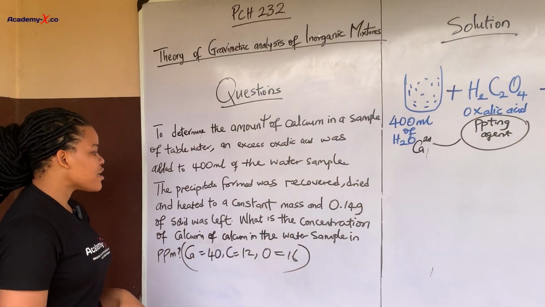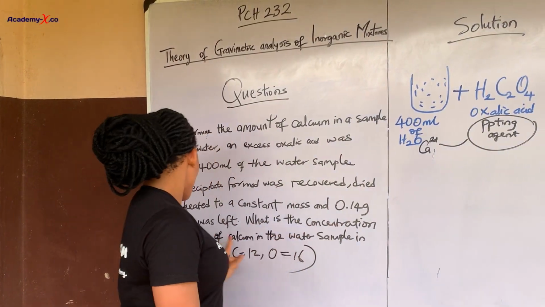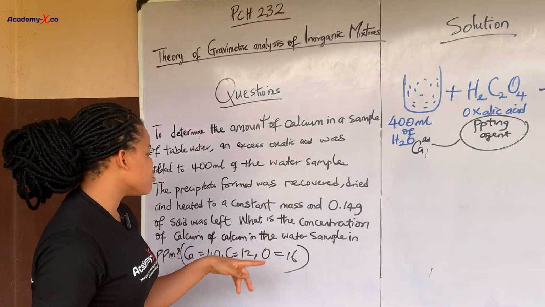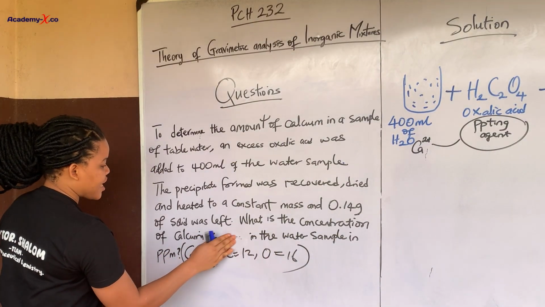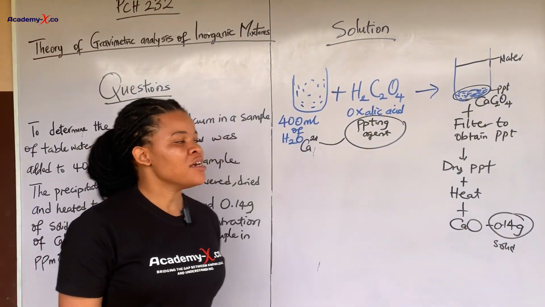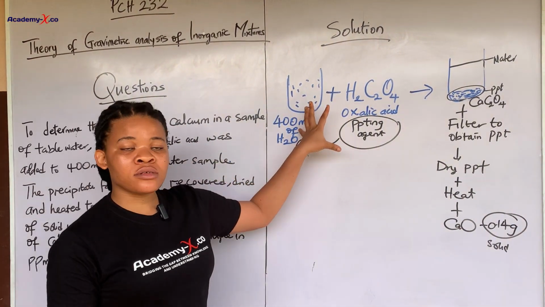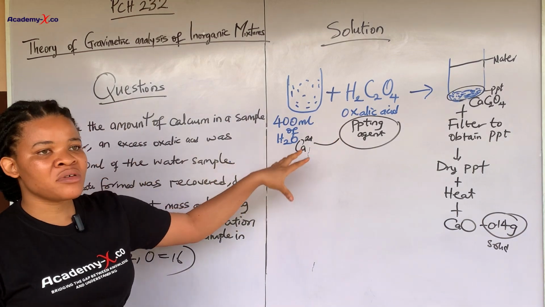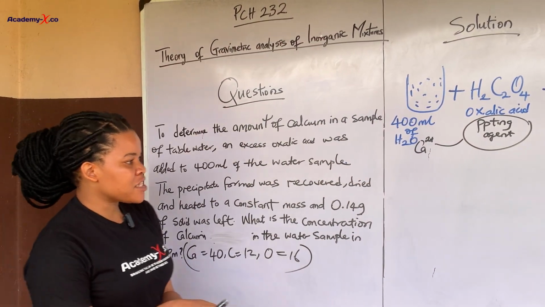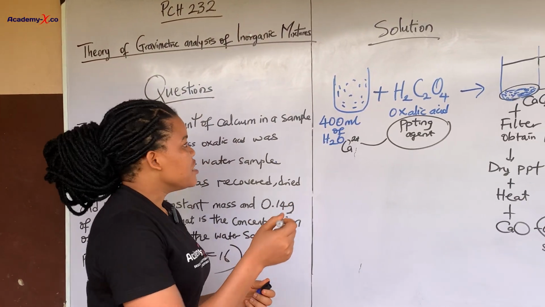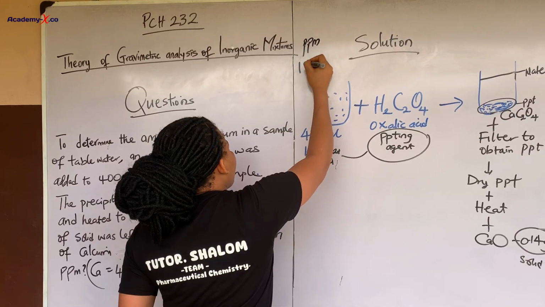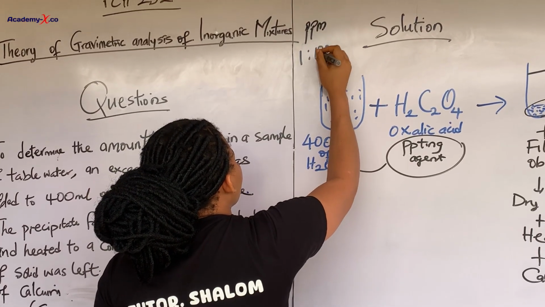Now they asked us, what is the concentration of the calcium in the water sample? So we are asked to, from what we have left, determine the concentration of calcium in the water sample in parts per million. I'll talk about these parts per million. Parts per million, ppm, means 1 in 1 million.